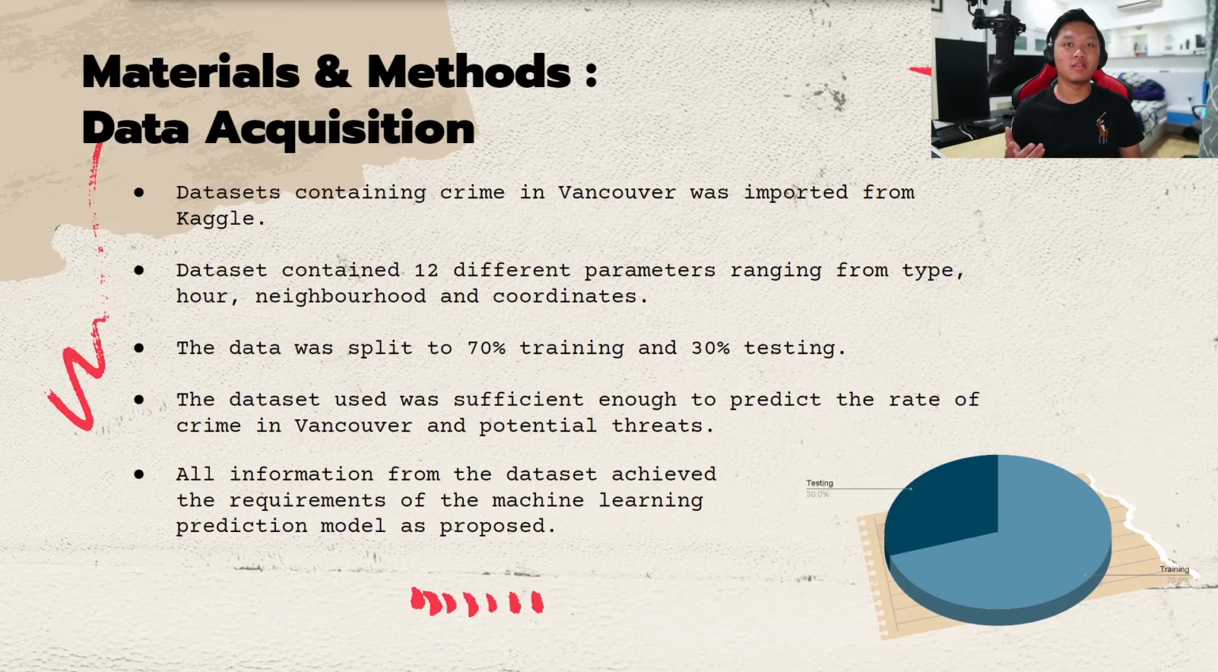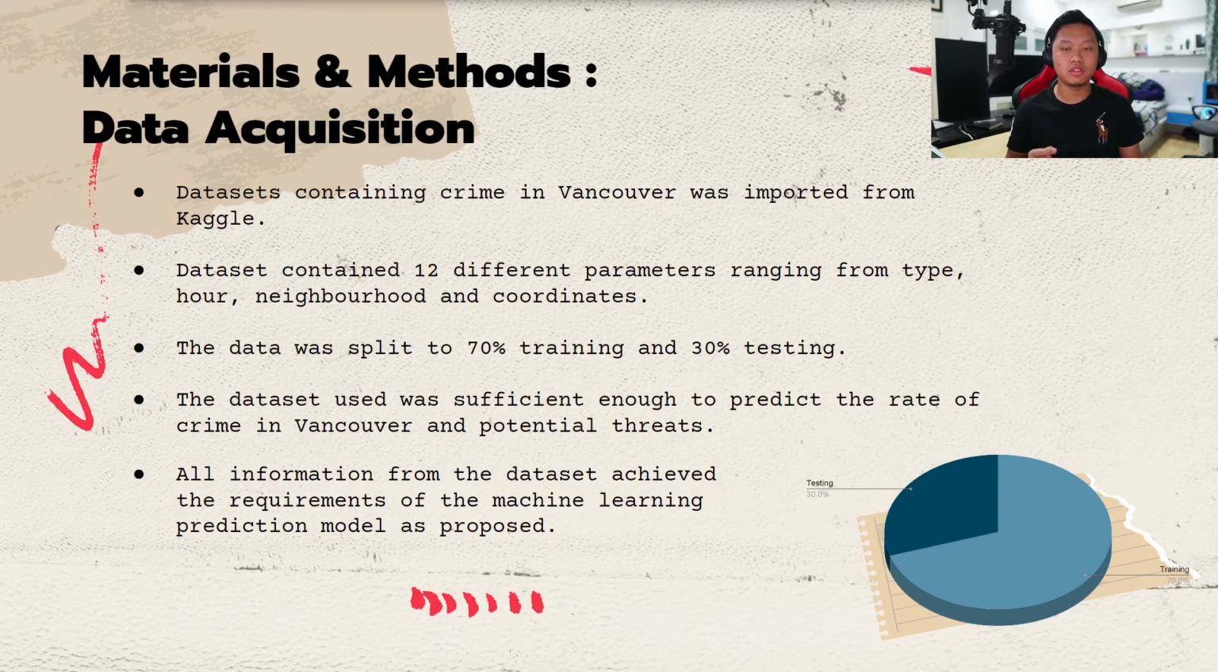And now we're talking about our research materials and methods. So as of now, we only have our data acquisition. The dataset containing crime in Vancouver was imported from Kaggle. The dataset contained 12 different parameters ranging from the crime type, the hours and neighborhoods of the occurrence, and the coordinates. And we split the data into 70% for training and the other 30% for testing.